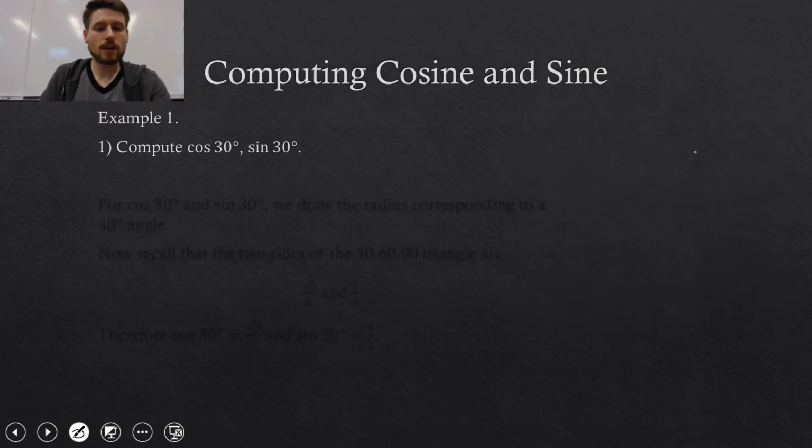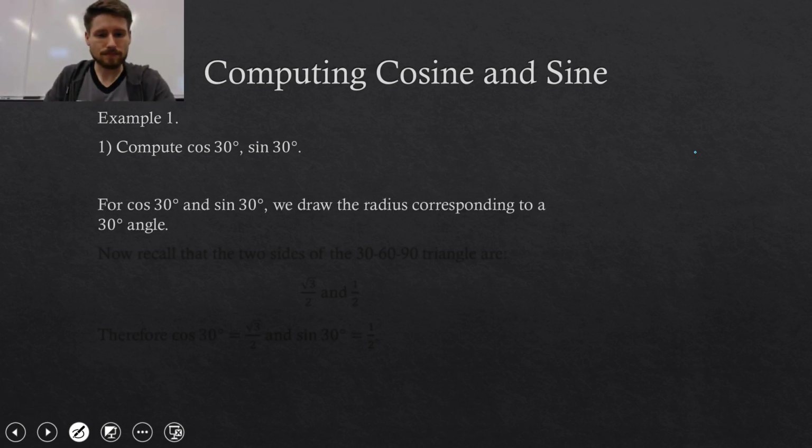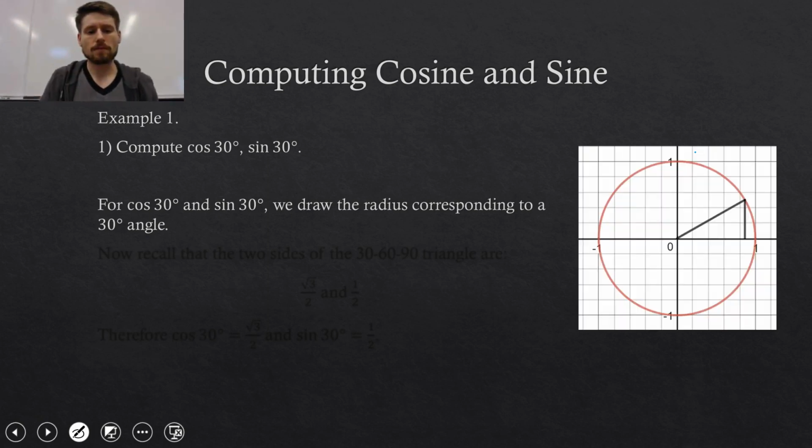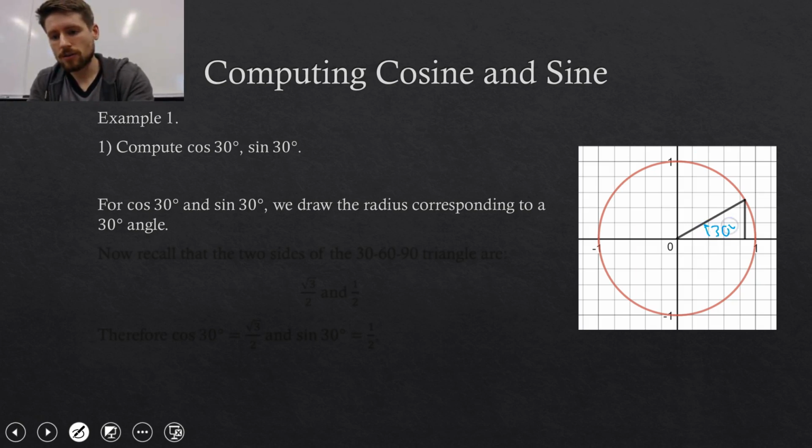Okay, so let's go ahead and use this definition to compute some cosine and sine functions. We're going to look at cosine of 30 degrees and sine of 30 degrees. So to start off with, we use the definition. I want to find cosine of 30 and sine of 30. So I'm going to draw a 30-degree angle, and draw that radius corresponding to 30 degrees. If I sketch in my 30-degree angle and draw the radius, there's my radius.